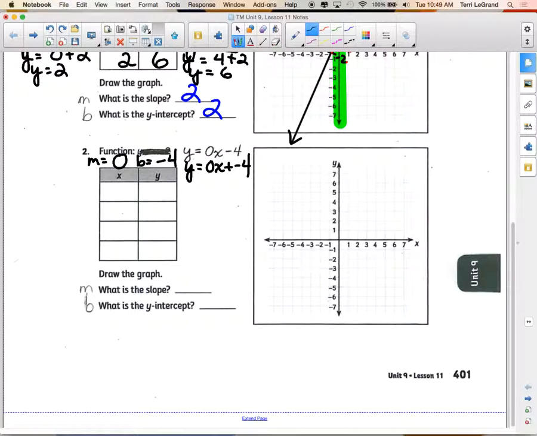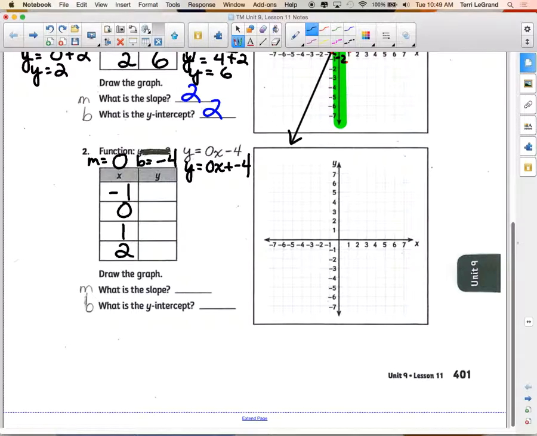So we think our line should turn out, once we're done graphing it, we better be able to count rise over run and get a 0 for slope, and we better be able to see that our line is crossing the y-axis at negative 4. So first of all, we got to plug in those values that they told us to use, negative 1, 0, 1, and 2. Those are our input values.